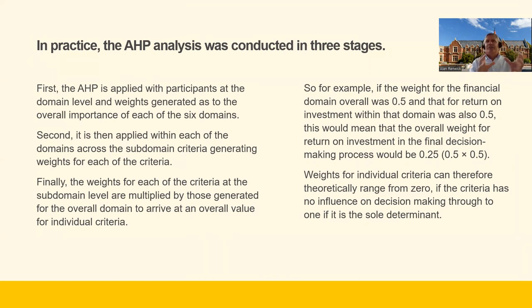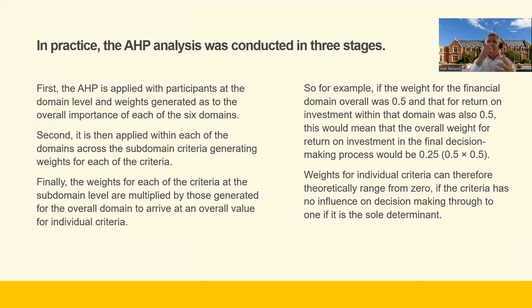This is sometimes a little hard to follow, so let's be specific here. If we did the first analysis at the domain level and found that the weight for the financial domain was 0.5, or 50% of the weight given to decision-making went to financial. And then we found that at the subdomain level, the weight given to return on investment was also 0.5, or 50%. This would mean that the overall weight for return on investment in our final decision-making would be 0.25.